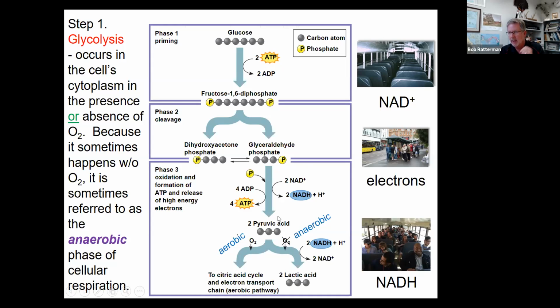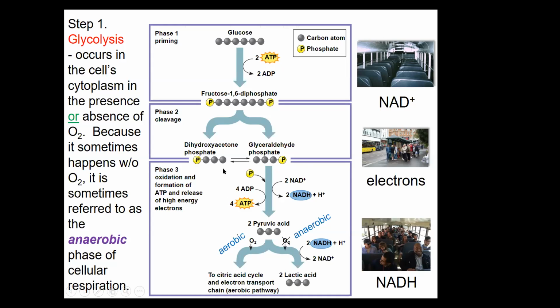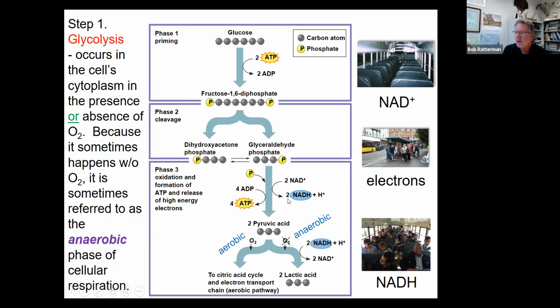Okay. What else do we make? Well, we make NADH. It looks like there's 4 of those. No, wait. Right here, 2 of those. Yep. And that's basically it. Other than the 2 pyruvic acids, of course. Don't forget about those.